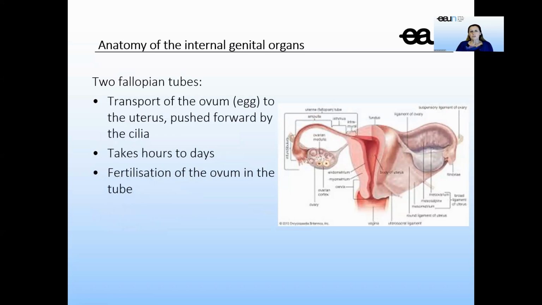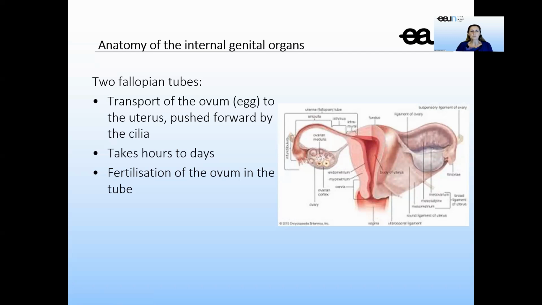And the eggs will be transported through the fallopian tubes. There are 2 of them, of course, as there are 2 ovaries. And the egg is transported through the tubes to the uterus. And only 1 egg is completely developing once every month. So 1 from the left or from the right, and that's different.